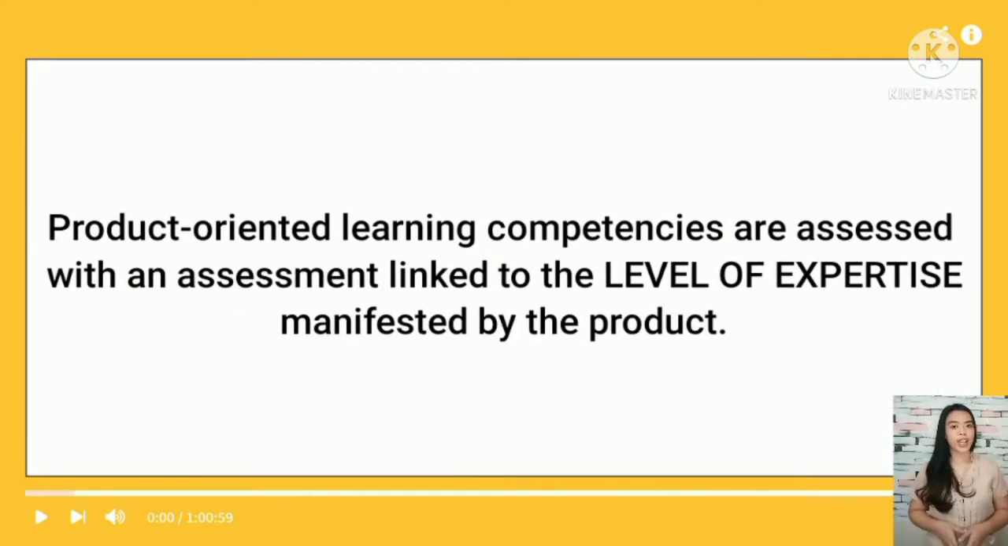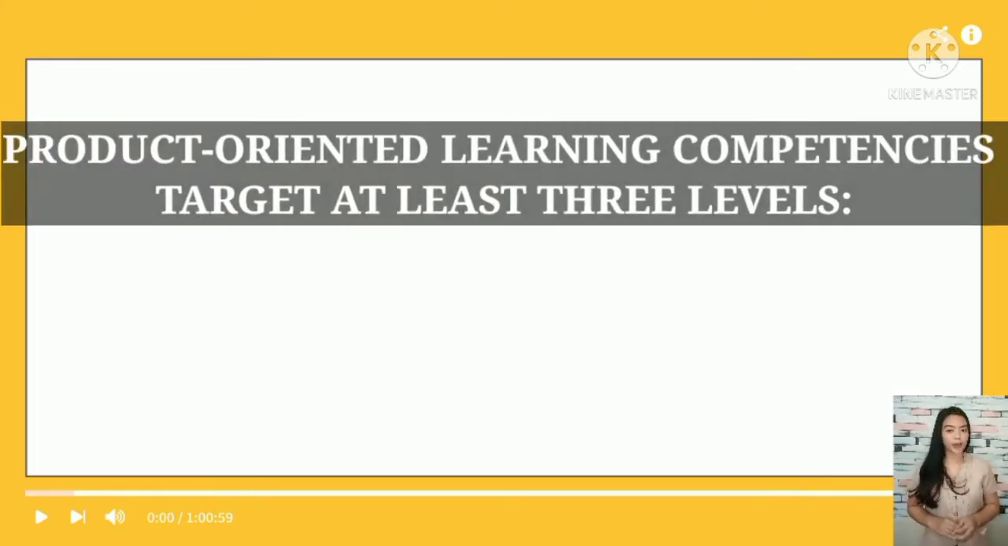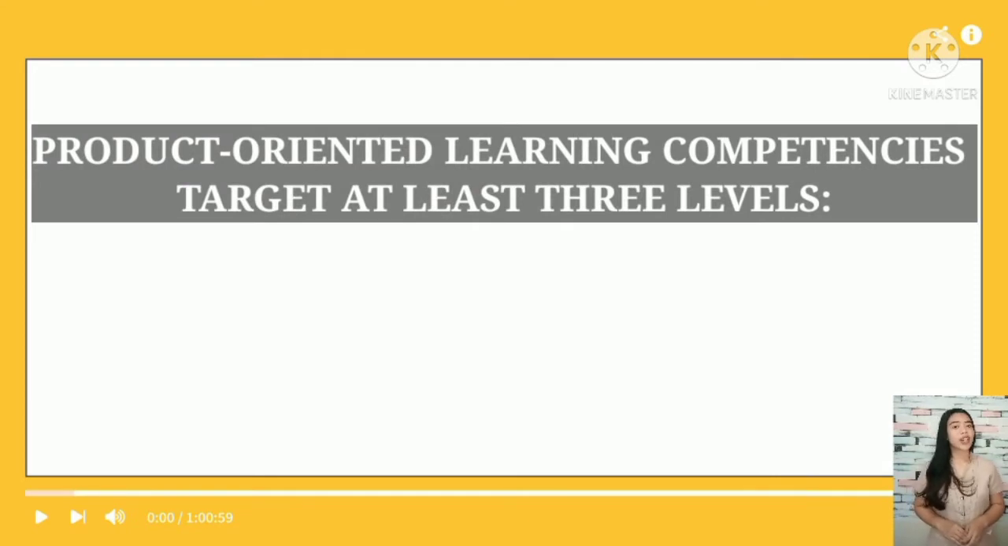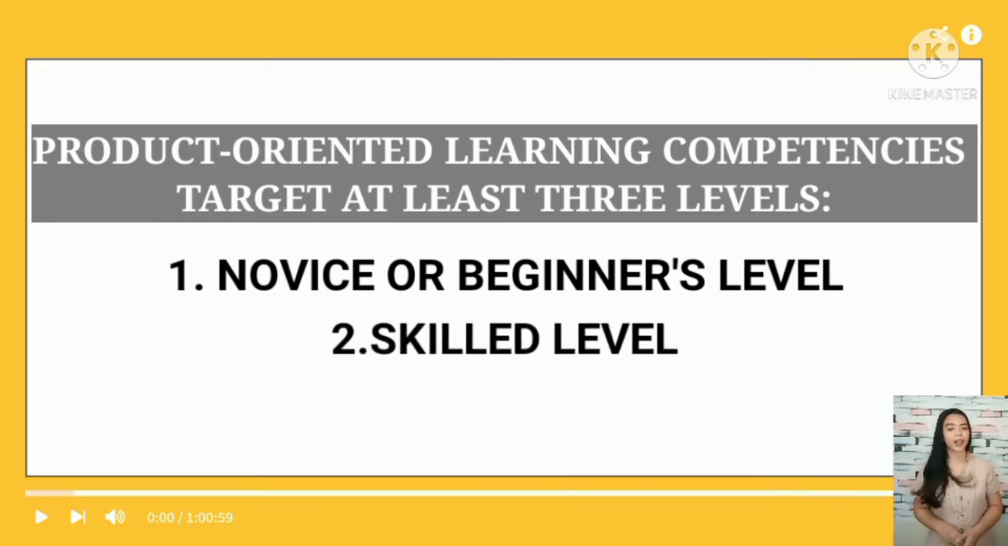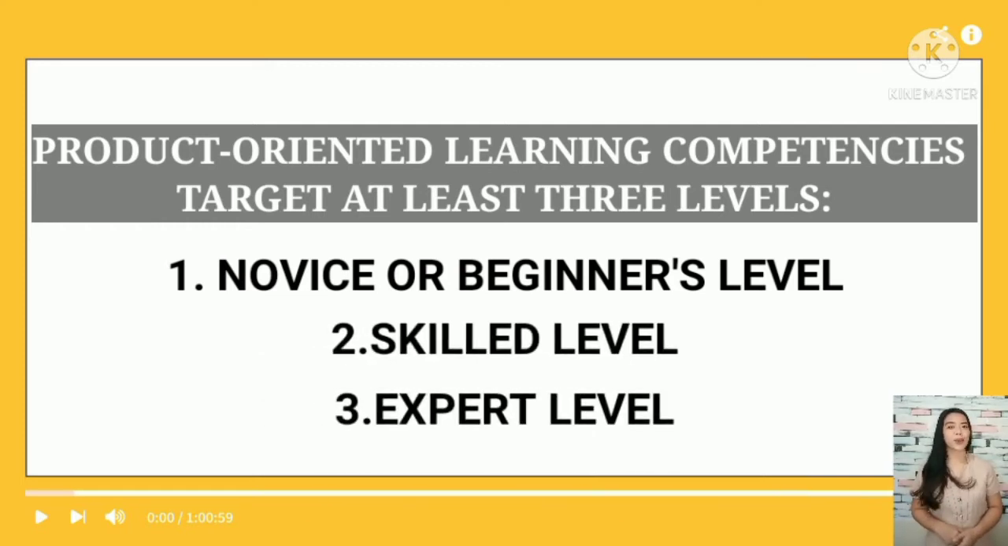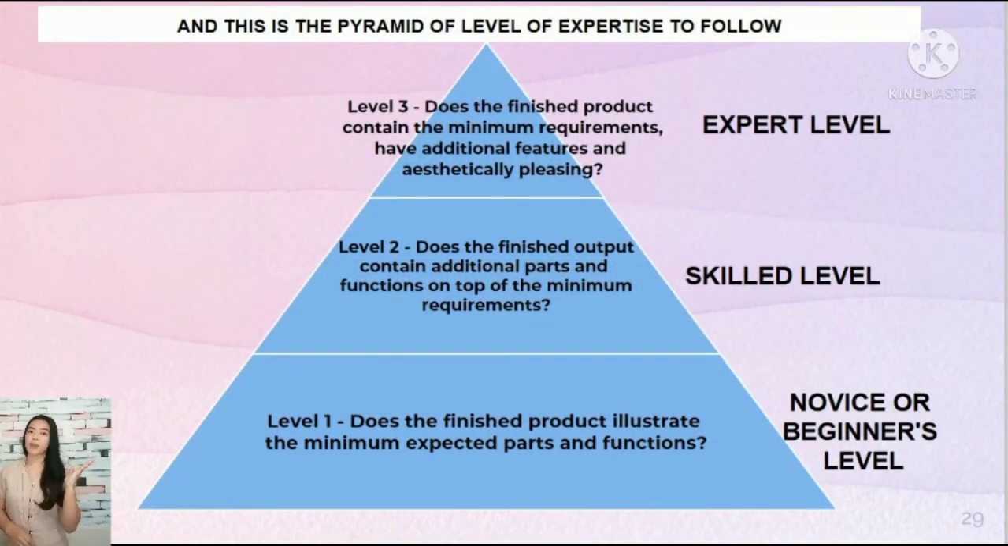Just like process-oriented performance assessment, product-oriented learning competencies are assessed with an assessment linked to the level of expertise manifested by the product. Product-oriented learning competencies target at least 3 levels: number 1, novice or beginner's level; number 2, skilled level; and number 3, the expert level. And this is the pyramid of levels of expertise to follow.